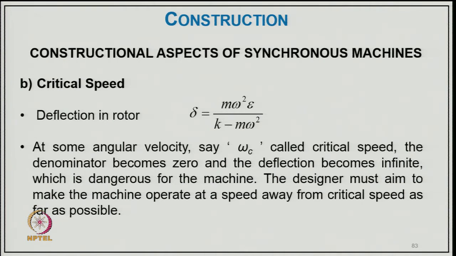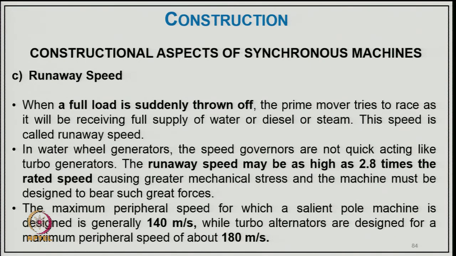Now, the third term is the runaway speed. When the full load is suddenly thrown off, the prime mover tries to race, as it will be receiving the full supply of water or diesel or steam. This speed is called the runaway speed. In water wheel generators, the speed governors are not as quick acting as in turbo generators. The runaway speed may be as high as 2.8 times the rated speed, causing greater mechanical stress, and the machine must be designed to bear such great forces.